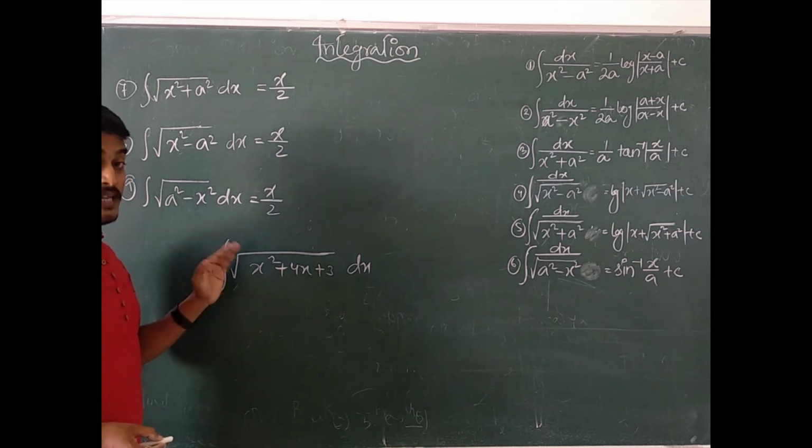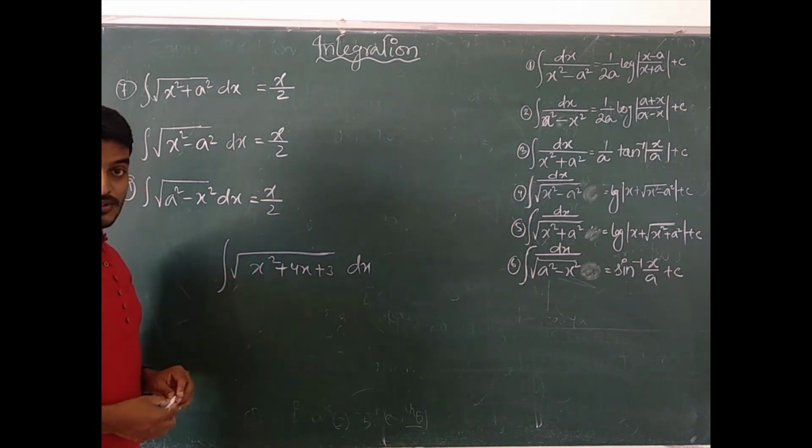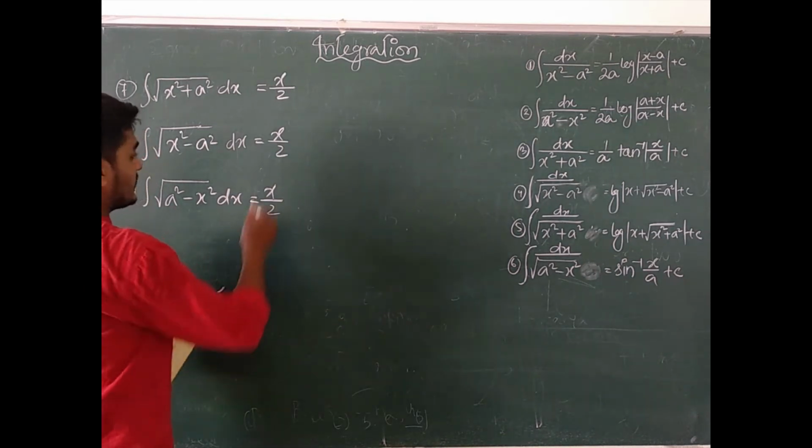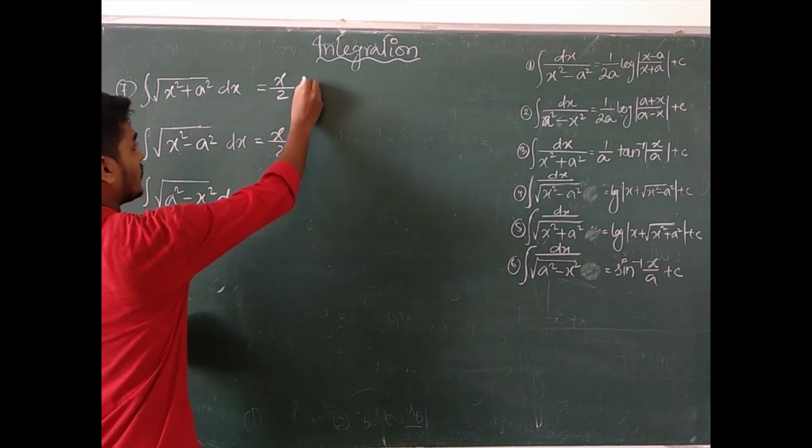So what are the steps to find out the integration of all those questions? I will mention. First, go to the formulas. x by 2, x by 2, x by 2. Now write down what is there.